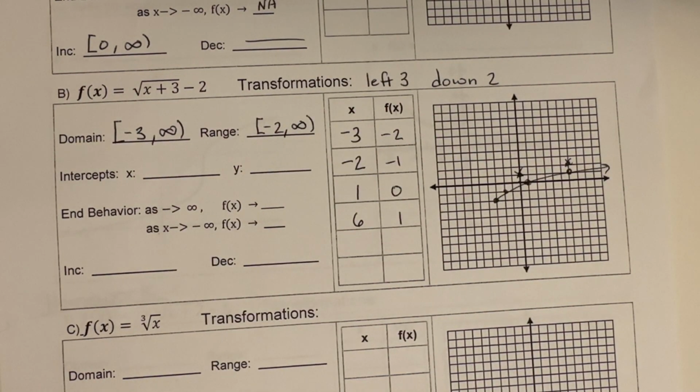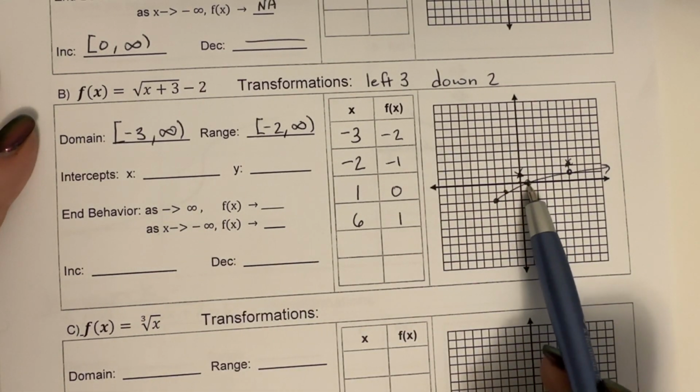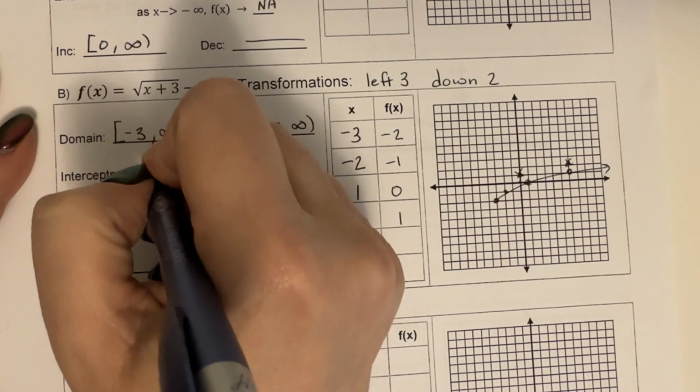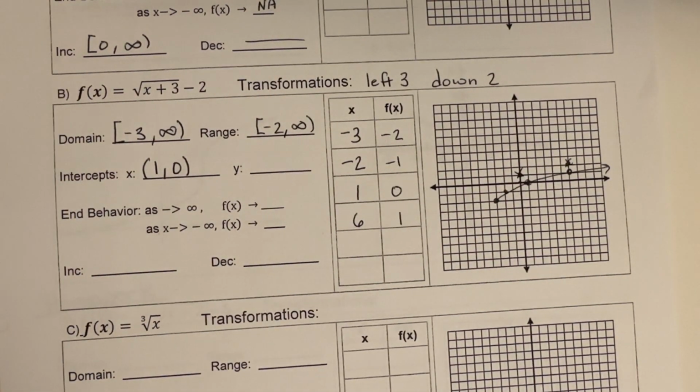Now let's talk about x-intercepts and my y-intercepts. So x-intercept is pretty easy because that's actually a point that's on the table. It's (1, 0). Unfortunately, my y-intercept's not so nice.